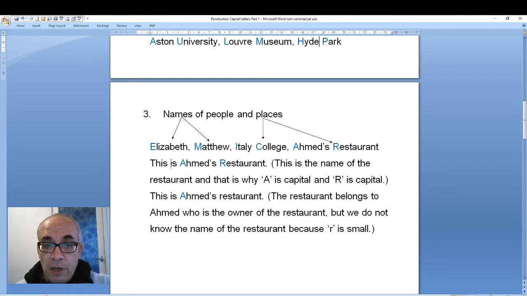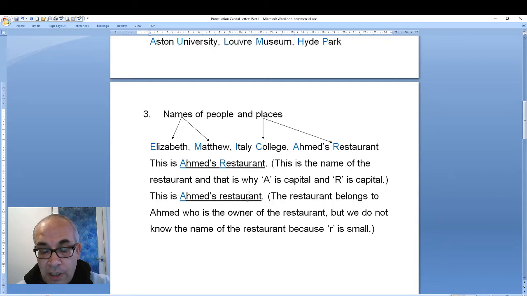But look at this example. Ahmed's Restaurant, I put a line under it, and this is Ahmed's Restaurant, and then you can see. So this is Ahmed Restaurant and this is Ahmed's Restaurant. This is capital A, apostrophe S, capital R, and this is capital A, apostrophe S, small r. It's not capital. So what is the difference in meaning between this, Ahmed's Restaurant, and this one, Ahmed's restaurant?